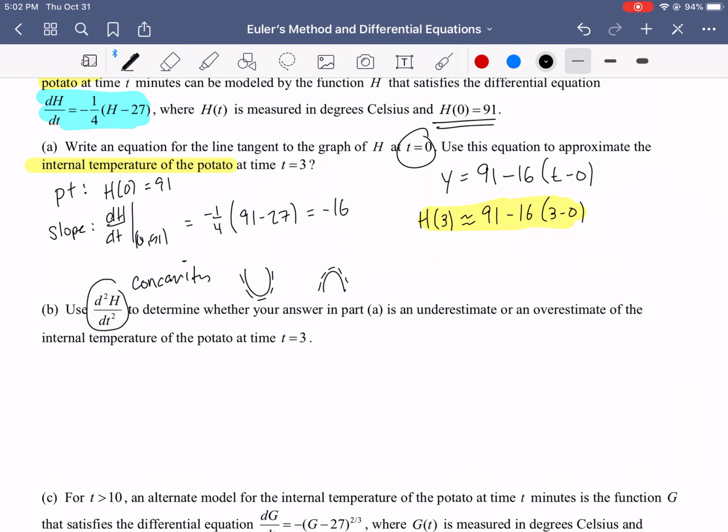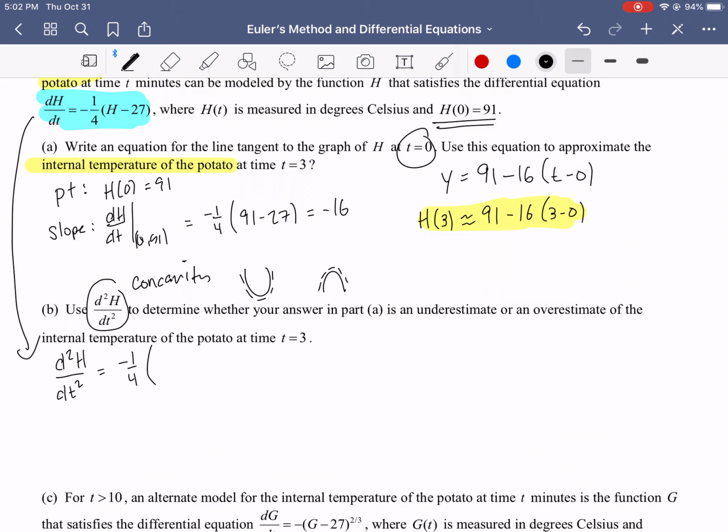Okay, so going back up and looking at our dH/dt, we need to take the derivative of that here in part B. And so the second derivative of h with respect to time is going to equal negative 1/4, which is just a constant, so it's going to hang out in the front.